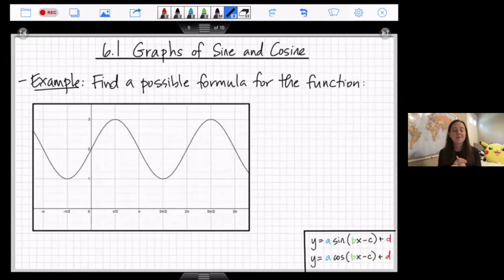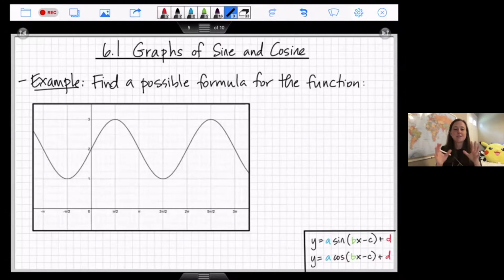All right, now we're going to take everything that we know about the graphs of sine and cosine and use that to find the formula of a transformation of a graph. So I have down the bottom right the three transformations that we know how to track on a sine or cosine function. The A for the amplitude, B changing the period, and D changing the midline.